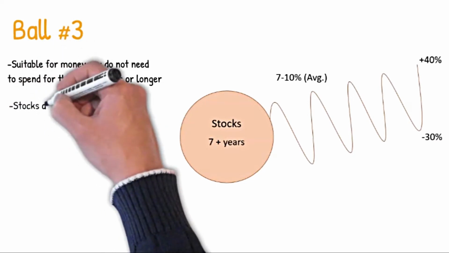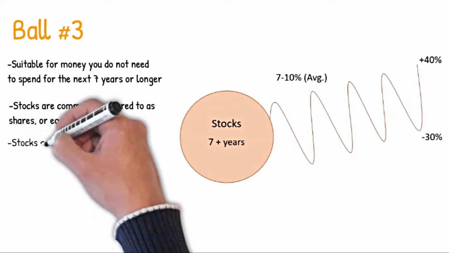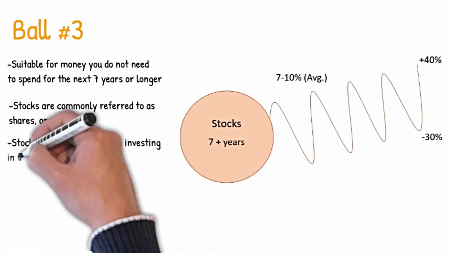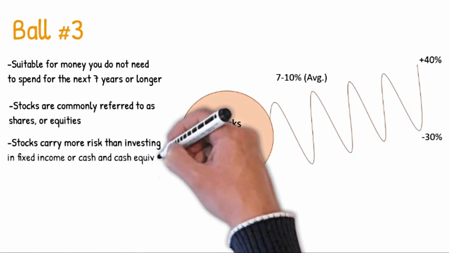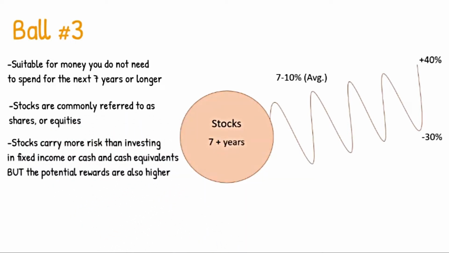Stocks are also commonly referred to as shares or equities. Investing in stock carries more risk than investing in fixed income or cash equivalents. The potential rewards are also higher. Because there is more risk with investing in stocks, we typically recommend that you only invest in this asset class if you have 7 years or longer before you expect to need to spend the money you've invested.